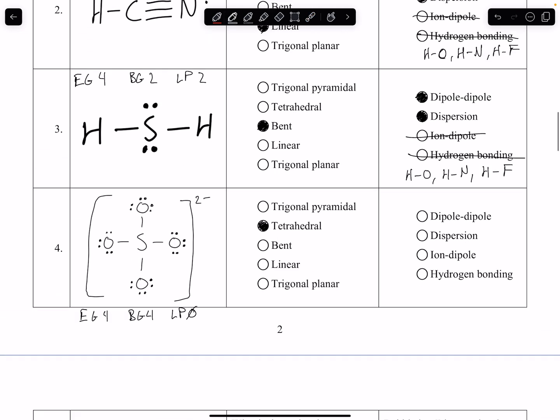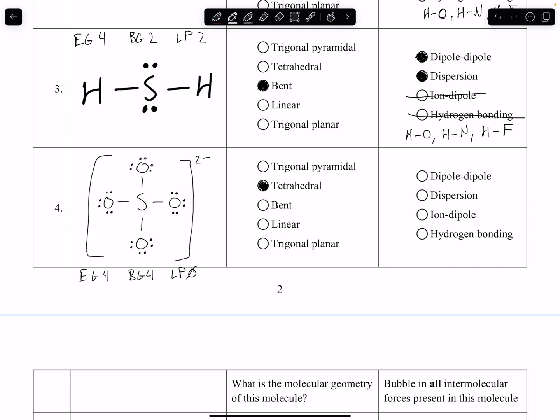Now, if we want to determine if this is polar or not, because again, everything has dispersion, does it have dipole-dipole? Well, I have sulfur in the middle, and all of these oxygens are the same. No lone pairs in the middle, so it's nonpolar, which means it's not dipole-dipole, which means we don't have ion-dipole or hydrogen bonding either.